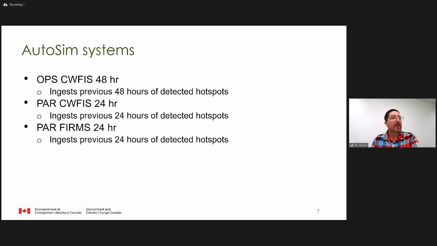CWFIS 48-hour is run on 24/7 supported IT infrastructure. Now, PAR CWFIS and PAR FIRMS 24 hours, as the name suggests, make use of CWFIS and FIRMS hotspots, respectively. They only ingest the previous 24 hours of detected hotspots prior to model runtime. They are run on a parallel server with next business day support.